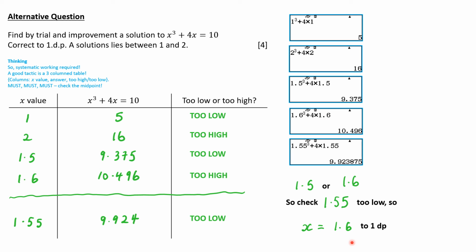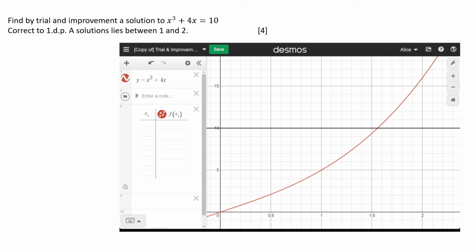Just out of curiosity then, let's have a little look at the graph of what's going on here. So I've got x cubed plus 4x is this red line, red curve, and I want this to be equal to 10. So I want where it crosses this black line of y equals 10. So fine. Click play on that so we can have a little look.